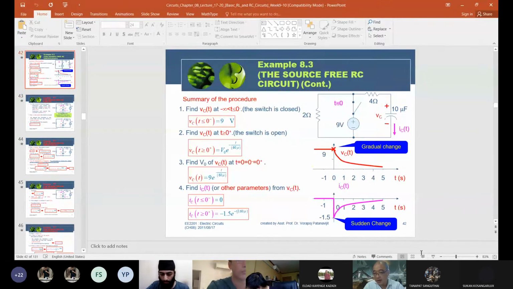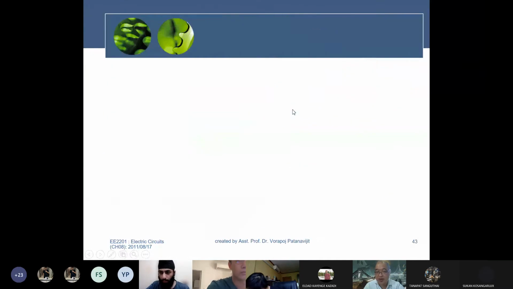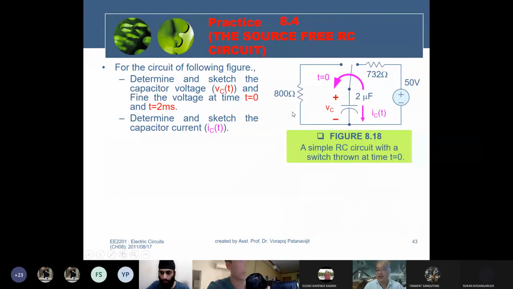We have another topic that must be finished. Before we go to the next topic, I will provide the complete solution and the details of this question. This question is about the RC circuit. It asks you, for the circuit in the following figure, to determine and get the capacitor voltage, VC, at time equal to 0 and time equal to 2 milliseconds. After that, it asks you to determine and get the capacitor current.